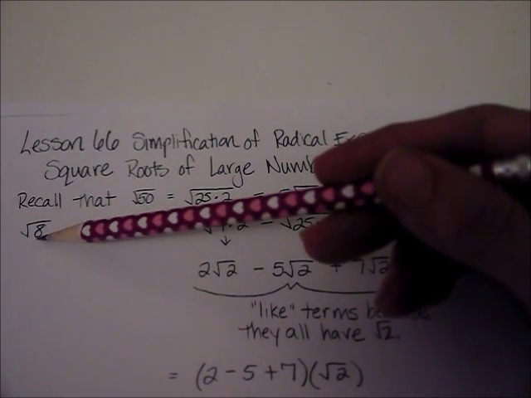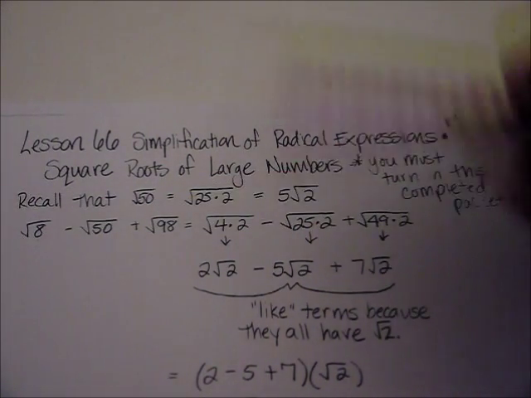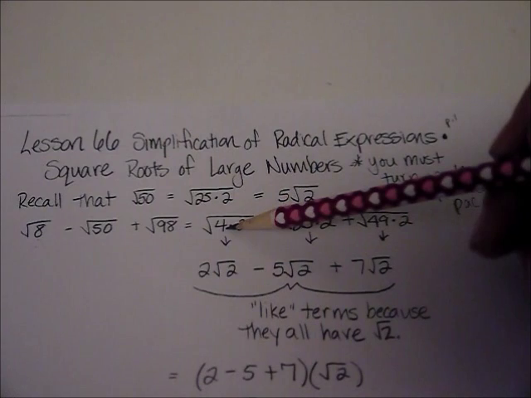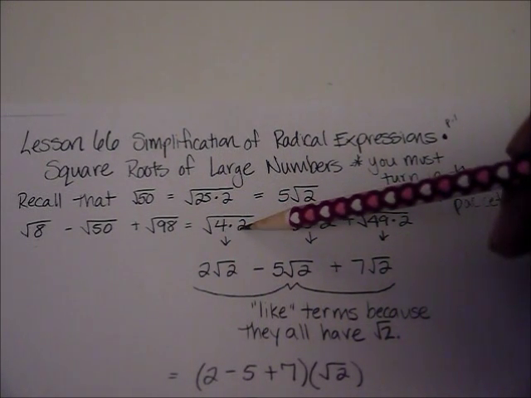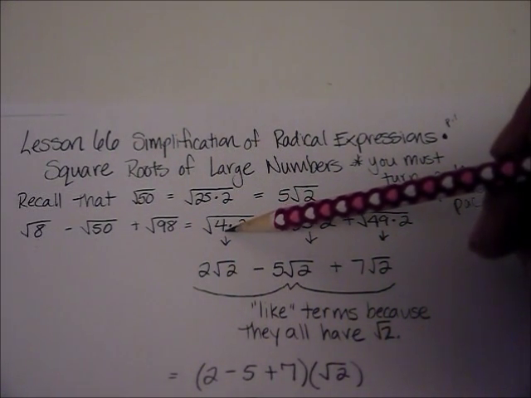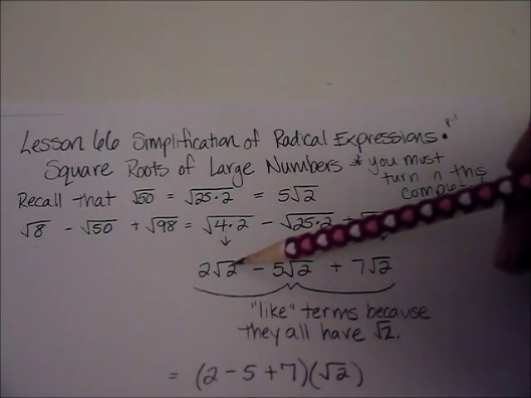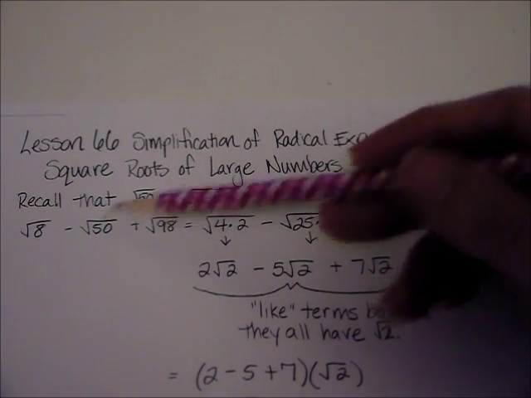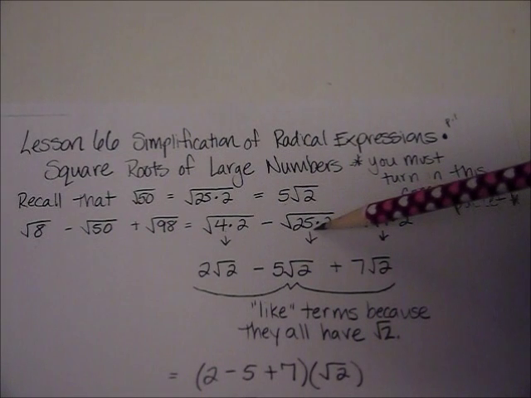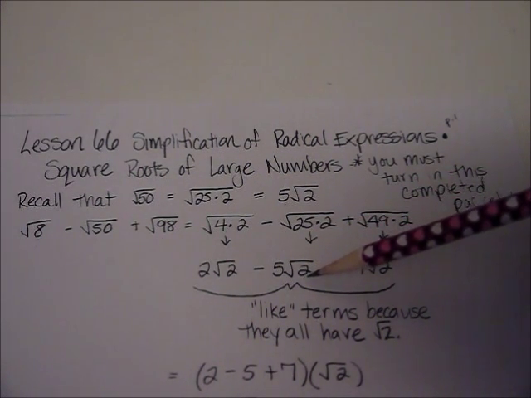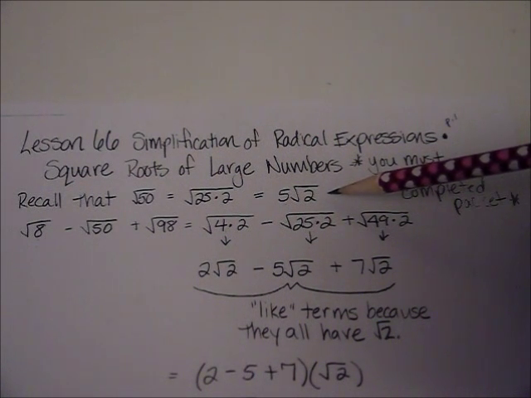So, square root of 8, well, we know 4 goes into 8 perfectly, and that's a perfect square. So 4 times 2, and I'm going to show you down here that 4 comes out, and square root of 4 is 2. So this square root of 8 simplifies to 2 root 2. Now we're going to do minus the square root of 50, which is, like we just did up here, 5 root 2. We can look up here if you've forgotten why.